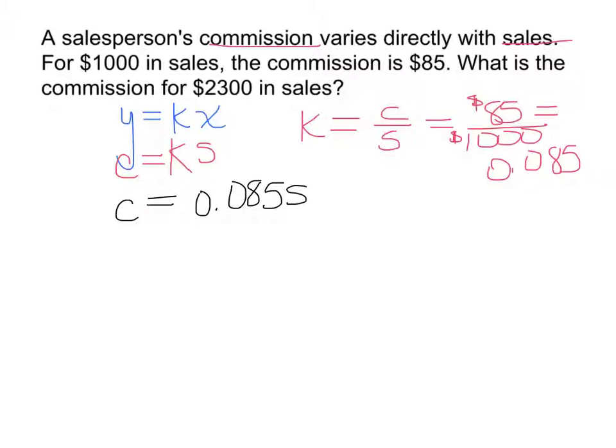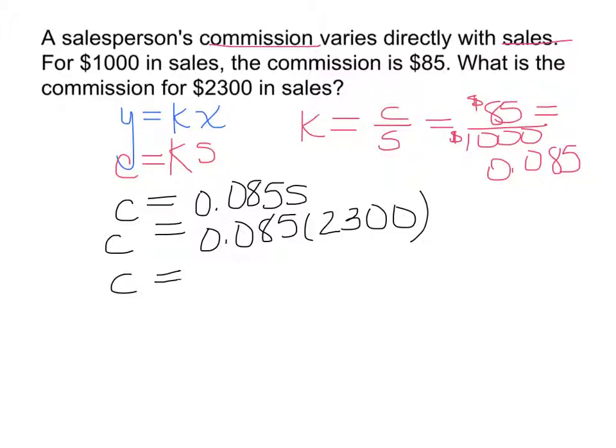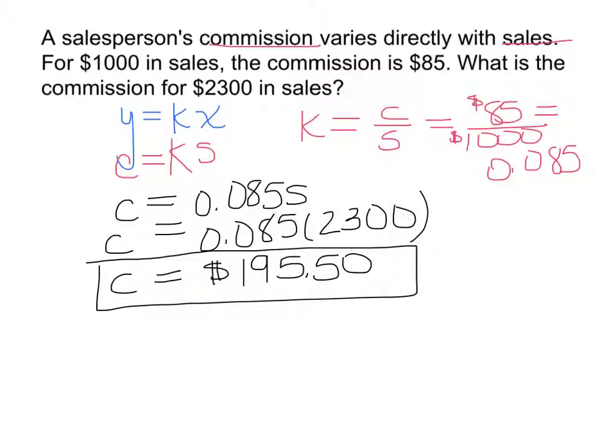What is the commission for $2,300 in sales? And now all you have to do is plug in $2,300 for S. So that would be $195.50. And get in the habit of doing that, finding your K or your constant, writing your direct variation rule, and then answering the question. So let's try another one.